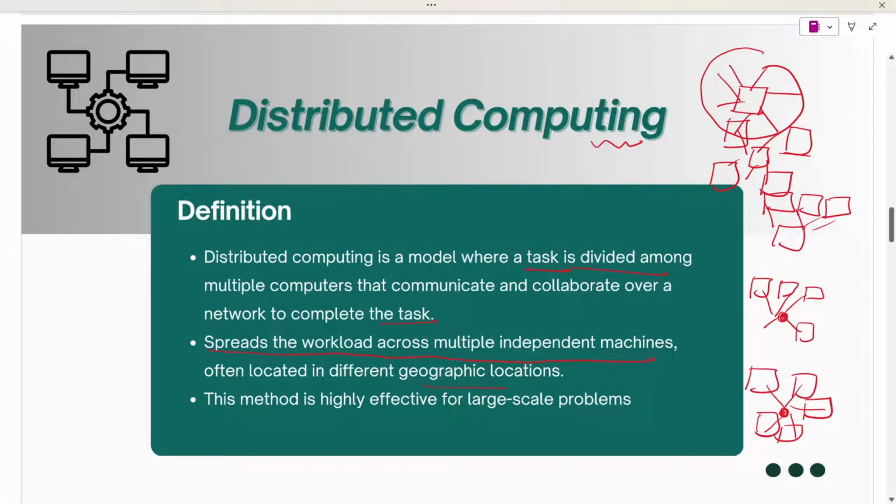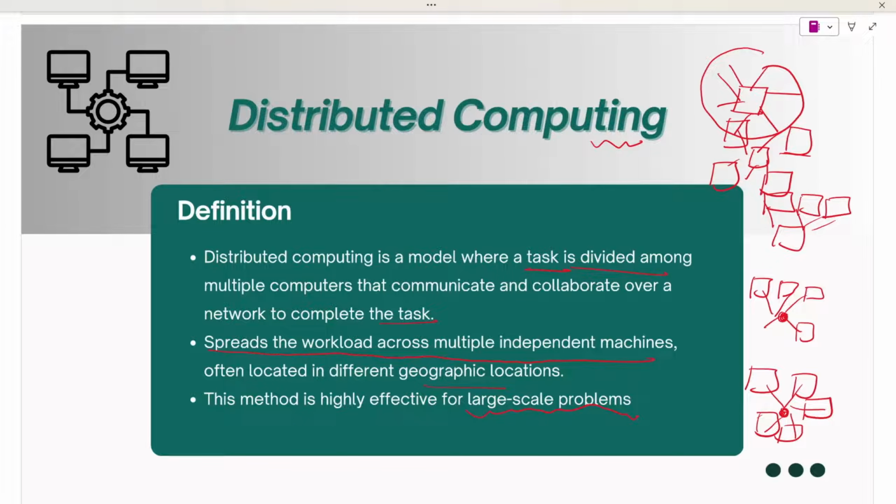So this method is highly effective for large scale problems that require extensive resources. Let me take a real world example. One of the most common examples of distributed computing is the internet itself. Services like Google search, social media platforms, and streaming services rely on distributed computing to manage vast amounts of data and serve millions of users simultaneously.